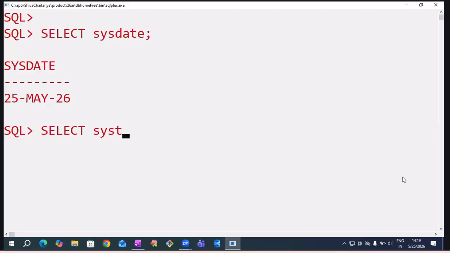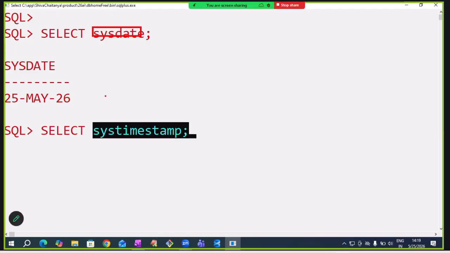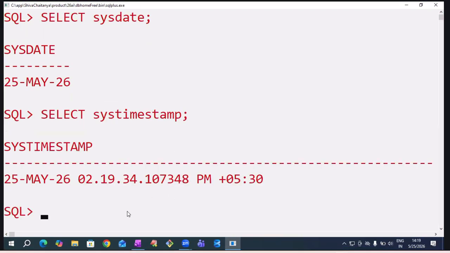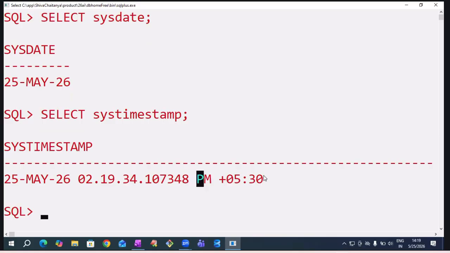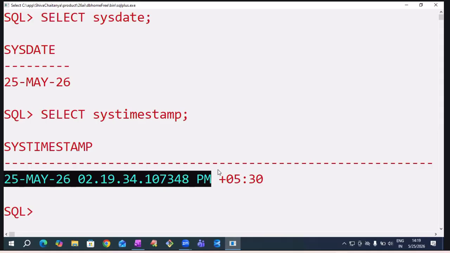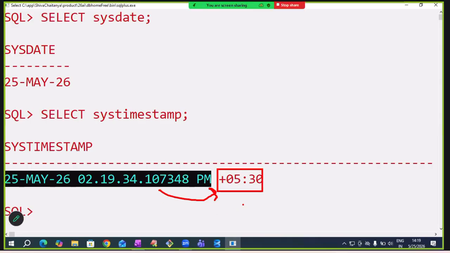To get current system date and time, systimestamp, another ready-made function. Sysdate return type is date value. Systimestamp return type is timestamp value. So timestamp by default displays time: 2 hours, 19 minutes, 34 seconds, fractional seconds, PM, India time zone. Actually this is the timestamp with time zone data type.